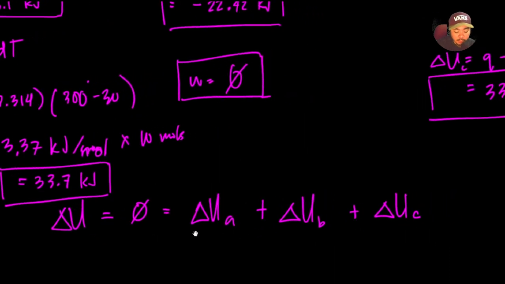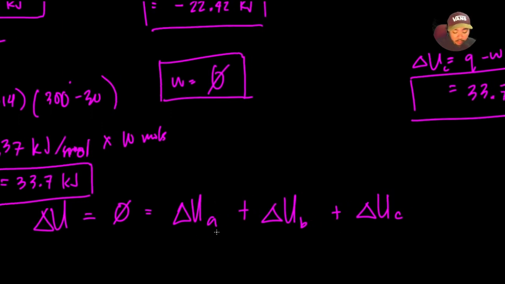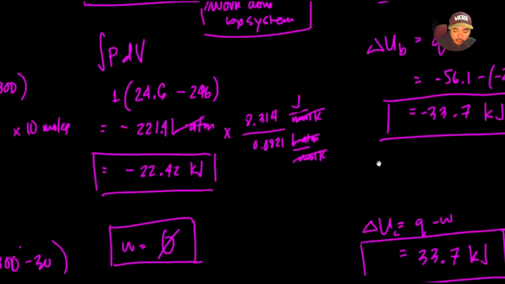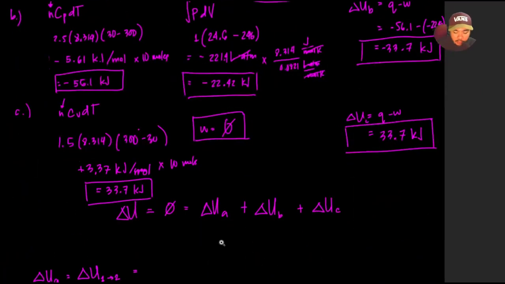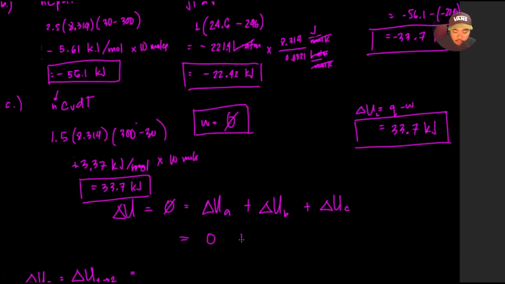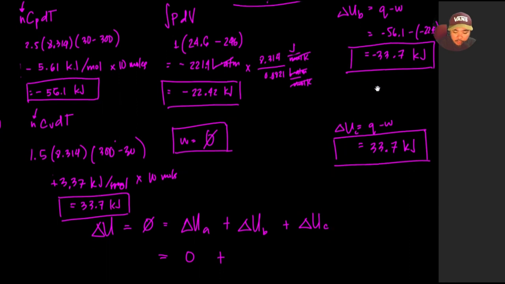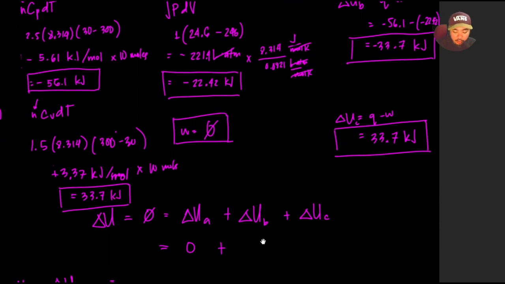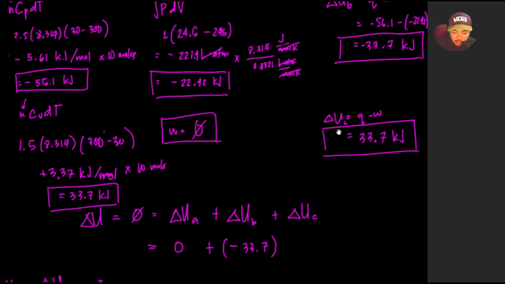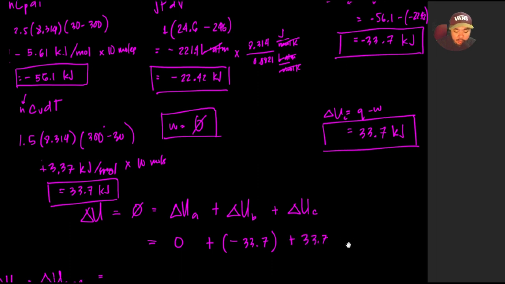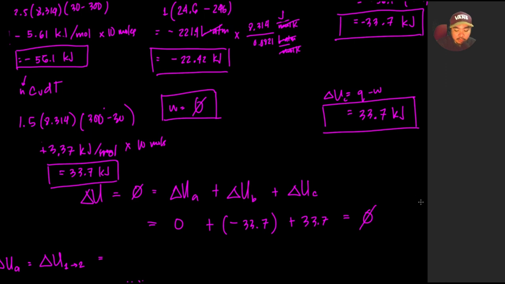And if we take the different paths and add all the delta U's, since delta U is a state function, dapat itong tatlong to will be equal to 0. So let's check that, no. We know that delta U for A is equal to 0, plus delta U for B is equal to negative 33.7, tapos delta U for C is plus 33.7, and we can see na it will equal to 0, no? So this is true. Okay.